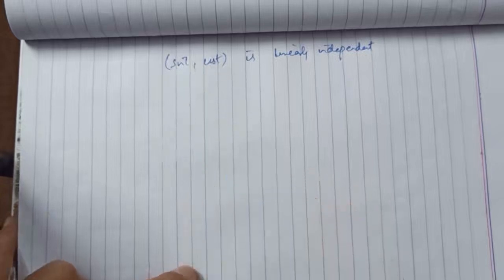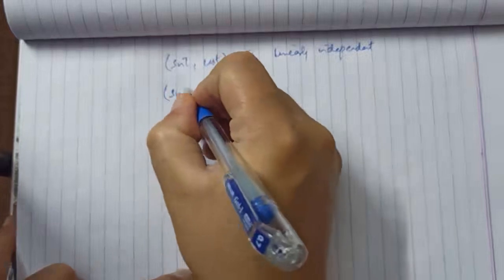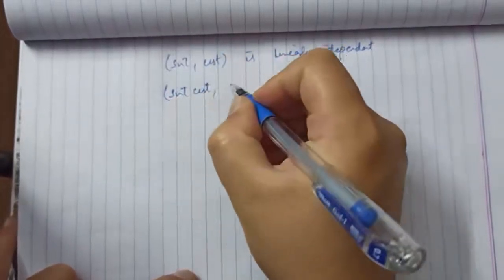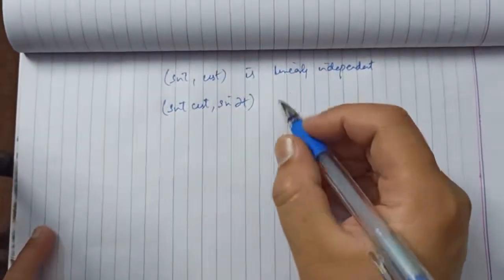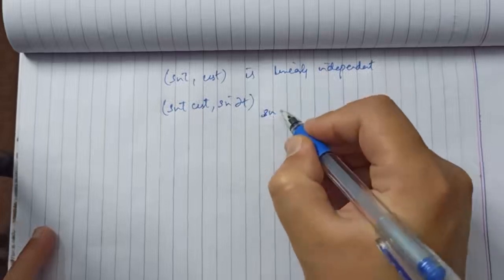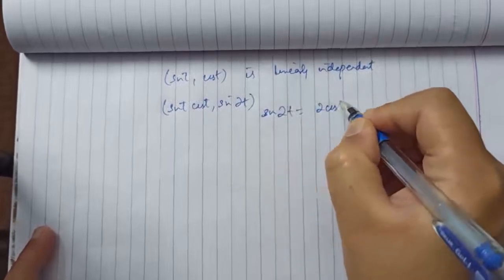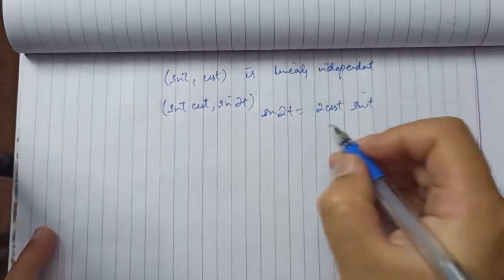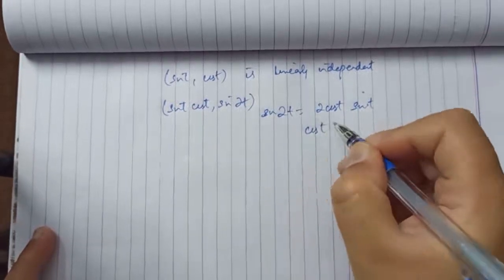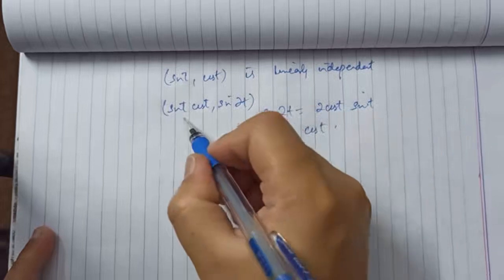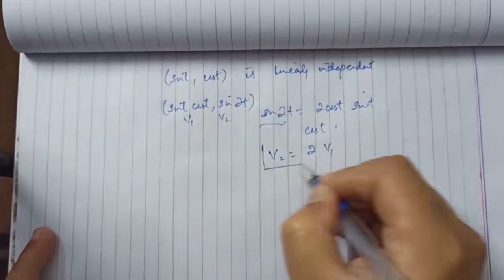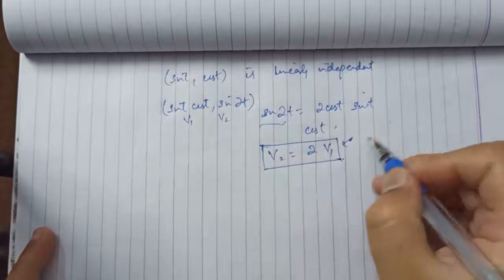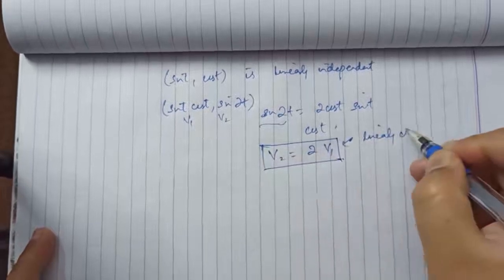Similarly, if I say there is a vector set which is sine of t times cos of t and sine of 2t, in this case they are linearly dependent, because you know that sine of 2t equals 2 times cos of t times sine of t. Let's say this is v1 and this is v2, so v2 can be written as 2 times v1. So by that logic it is a linearly dependent set.